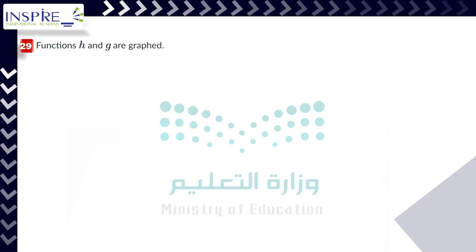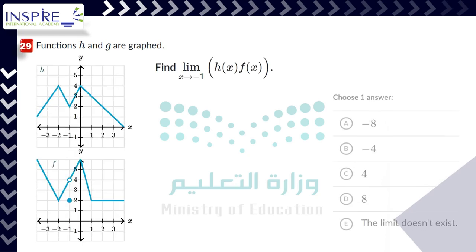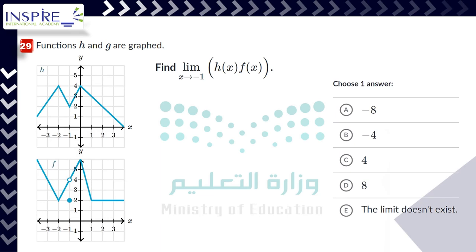Next one, functions h and g are graphed. Okay, what about this one? If you have h of x, f of x, it means multiplication. It means multiplication. And we will do the same. We'll find the limit from the right side and from the left side. Okay, I'll do it quickly. This is h. I will get the limit from the left side. It goes up, it goes down. It's 2. So as abbreviation, this is from the left side and this is from the right side.